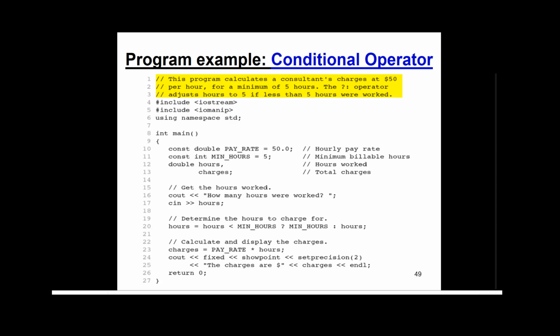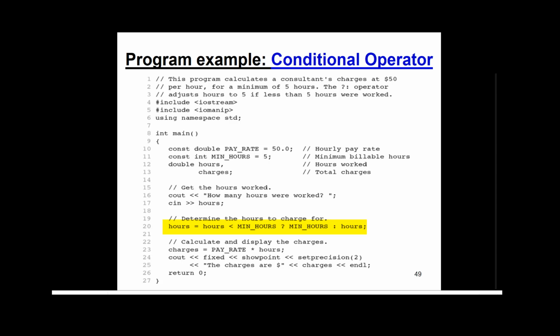So let's read through the program. We have this constant pay rate, $50 per hour. Minimum hours is another constant, 5. And then we have two variables, hours and charges. There's a prompt, or the question there: how many hours will you work? So this will be the output. And then the program asks for an input, in hours.